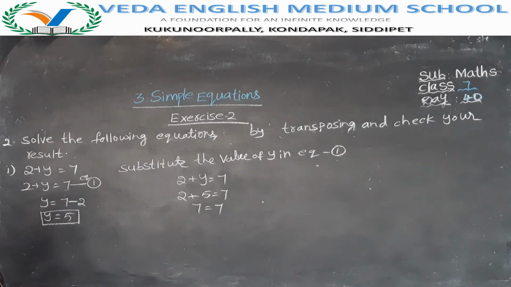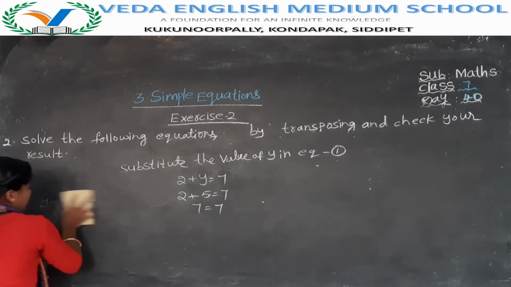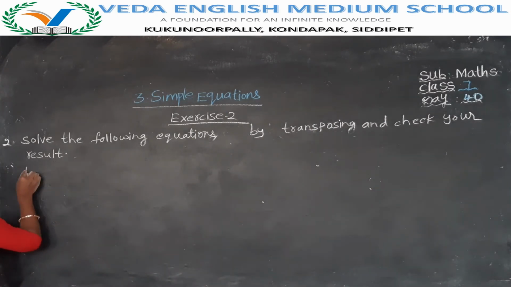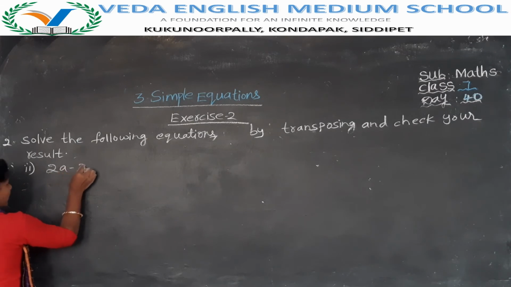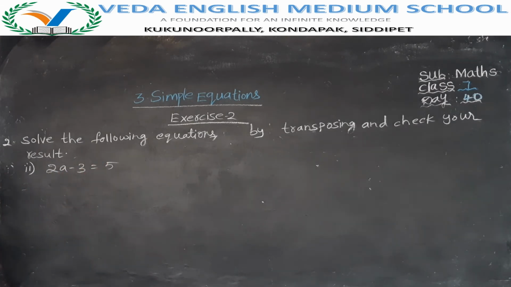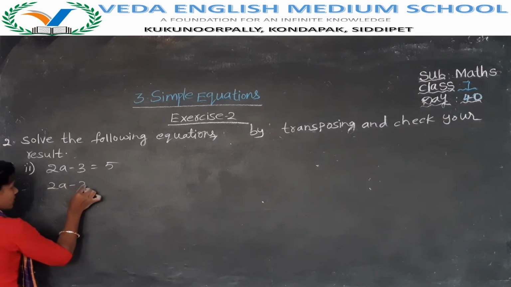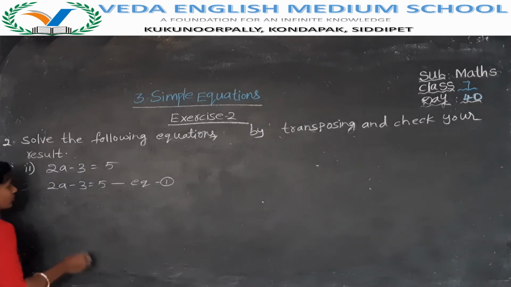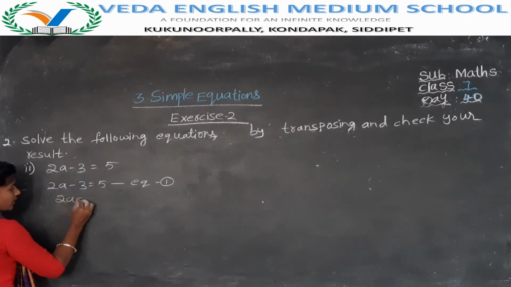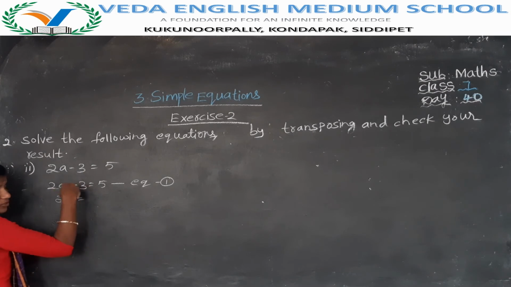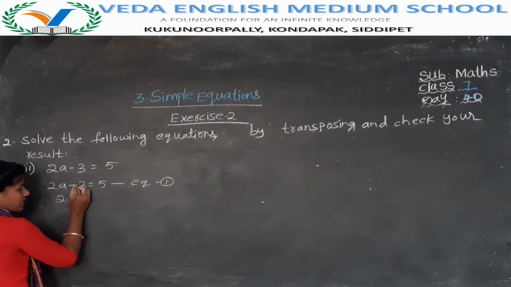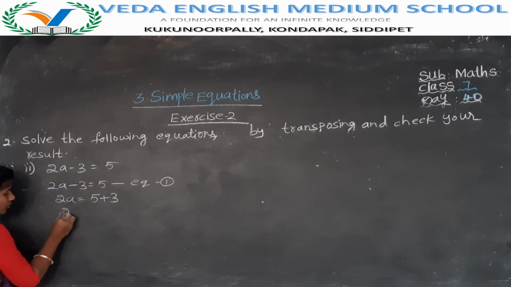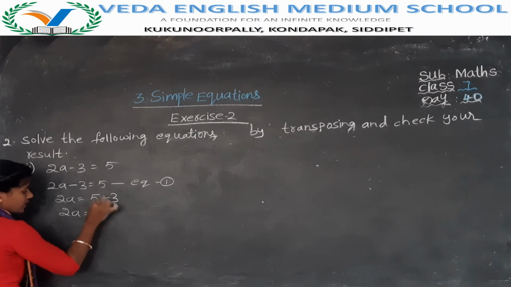2a minus 3 is equal to 5. Second one, 2a minus 3 is equal to 5. Solution: 2a minus 3 is equal to 5. It is equation 1. Now, only the alphabet should be on the LHS side. So, send this 3 to the RHS side. Minus 3 becomes plus 3, 5 plus 3. So, 2a is equal to 5 plus 3, it is 8.